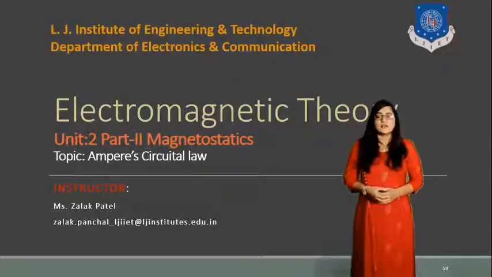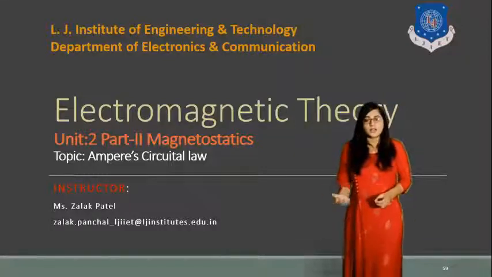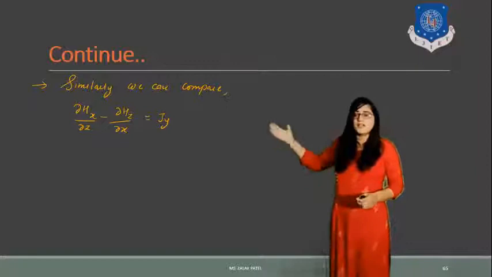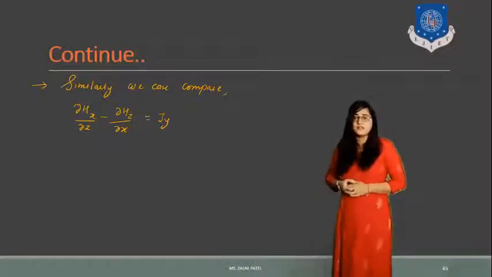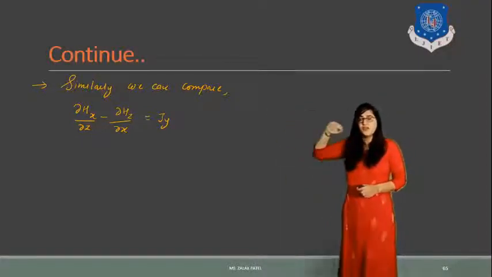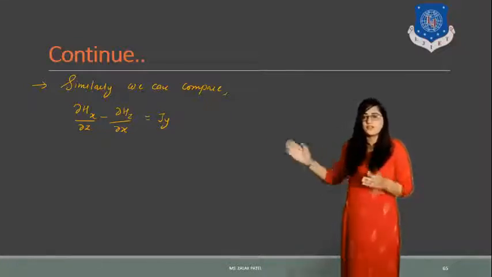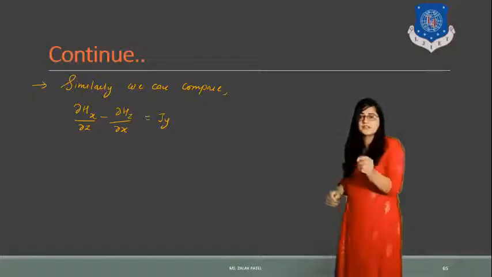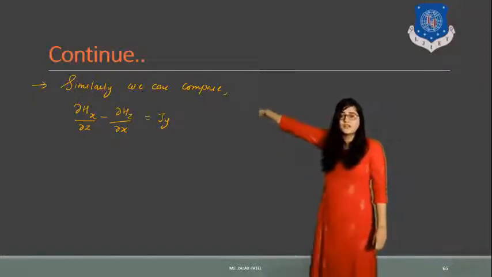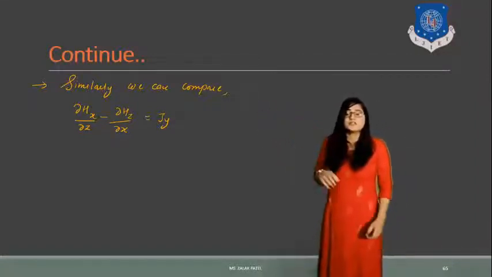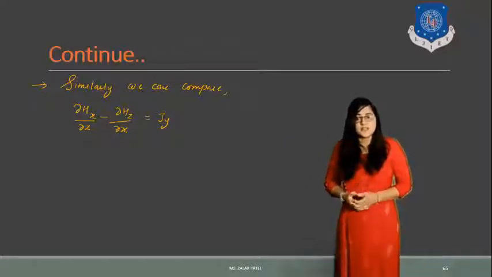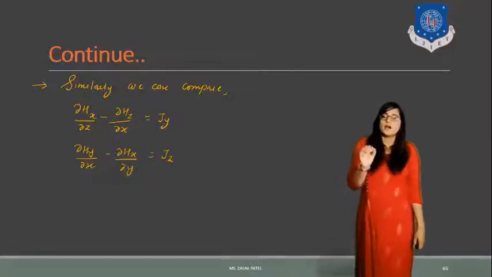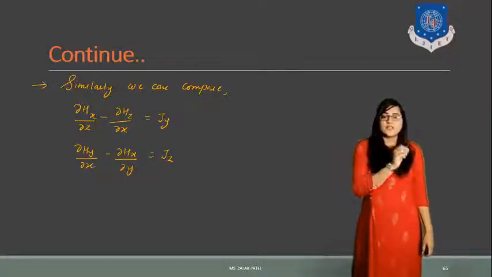Today we are going to discuss the topic Ampere's circular law from magnetostatics. So del Hx by del y minus del Hz by del x equals Jy. If you see this equation, for the y-axis as constant, the partial differentiation terms have denominators z and x, and in the opposite manner the component of H is present: del Hx minus del Hz. Similarly, you can write it for Jz as well. So now you have the equations of Jx, Jy and Jz.